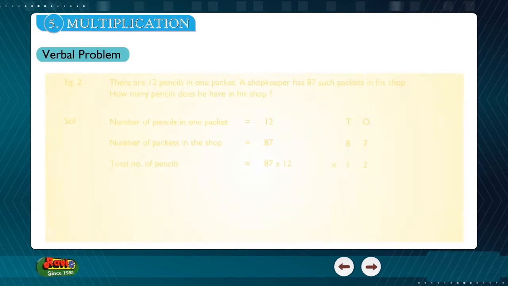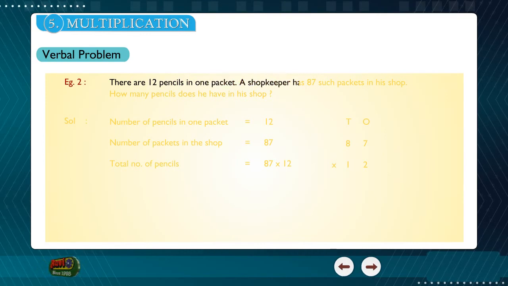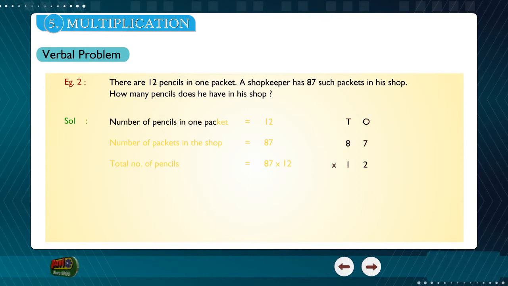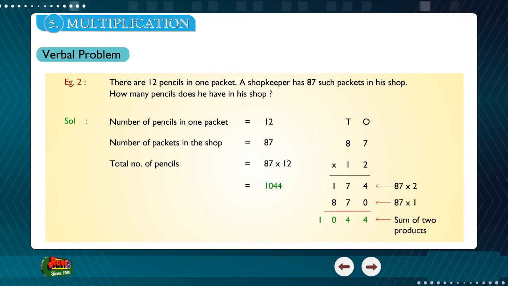Verbal problem. Example 2. There are 12 pencils in one packet. A shopkeeper has 87 such packets in his shop. How many pencils does he have in his shop? Solution. Number of pencils in one packet: 12. Number of packets in the shop: 87. Total number of pencils: 87 into 12 is equal to 1044.